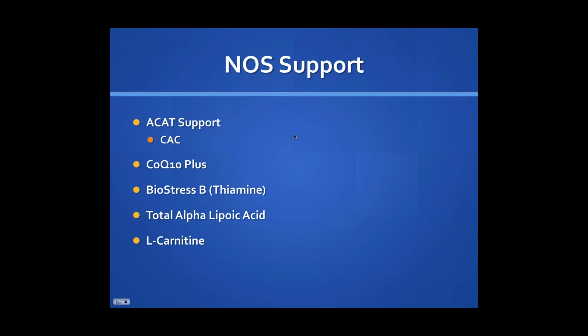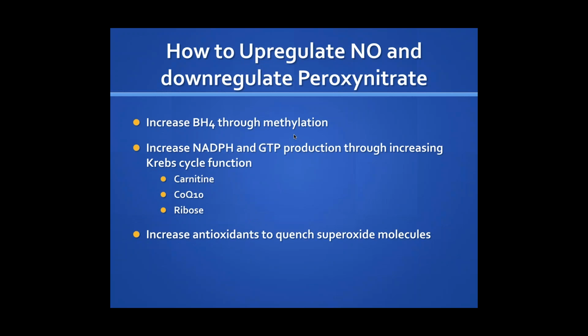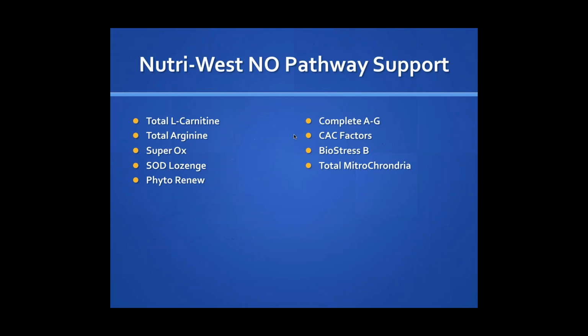We also want to do ACAT support, so citric acid cycle factors can come in with that, CoQ10+, Biostress B, which helps the thiamine in that pathway and helps the citric acid cycle work correctly. Total alpha lipoic acid and L-carnitine will help upregulate that pathway, and it'll decrease your loss of nitric oxide and increase your production of the right kinds. Again, increasing BH4, I want to talk about that again in a minute. Increase NADPH and GTP production through increasing Krebs cycle function through carnitine, CoQ10, and ribose, and then increasing antioxidants. So there's a list of some of the things that can really help.